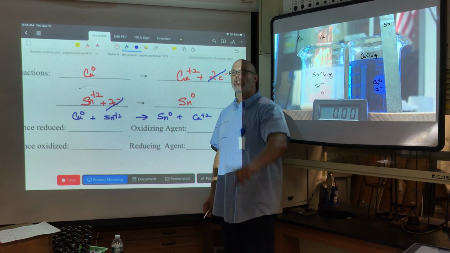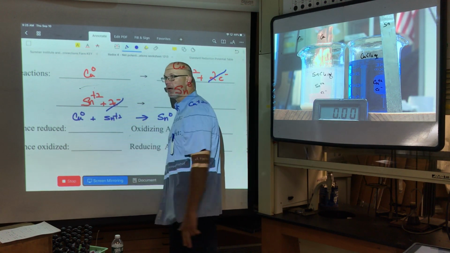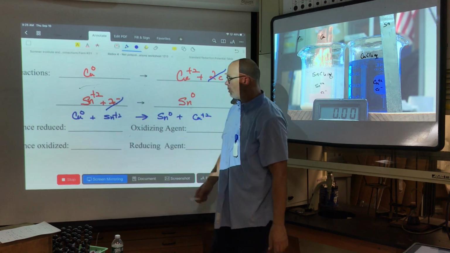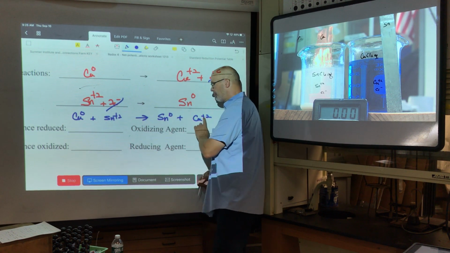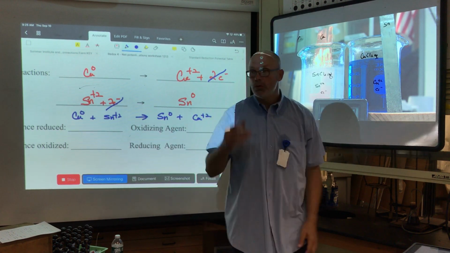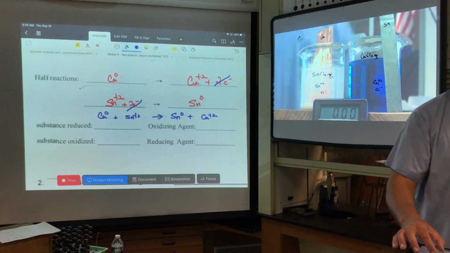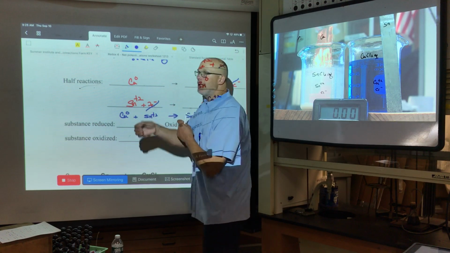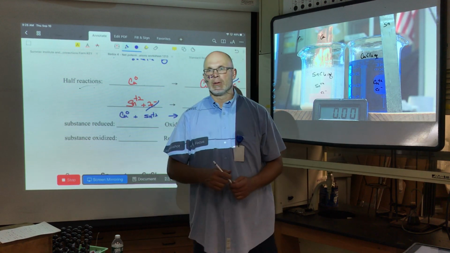That is called the net ion reaction. And another way I can do a check to make sure I did it right: what's the overall charge on the reactant side? What's +2 and a 0? +2. Good, so it's +2 on this side. What's the overall charge on this side? 0 and a +2. +2. I know I did it right. Okay, now, who got oxidized? Who got reduced? Who gained electrons specifically? If you say tin, you're wrong.